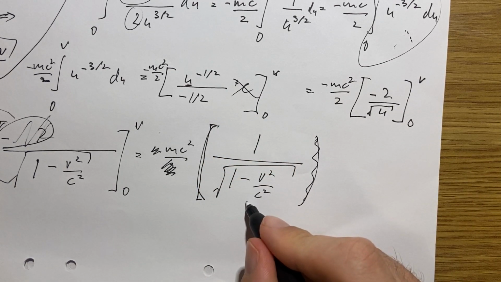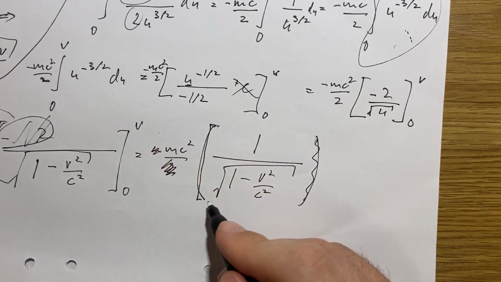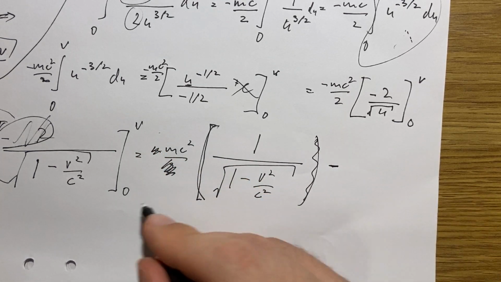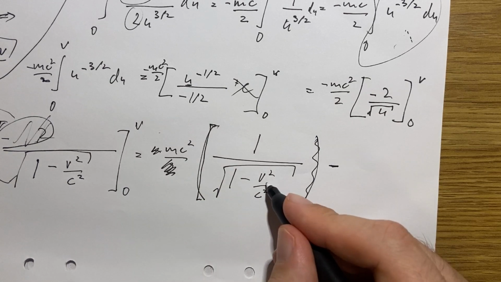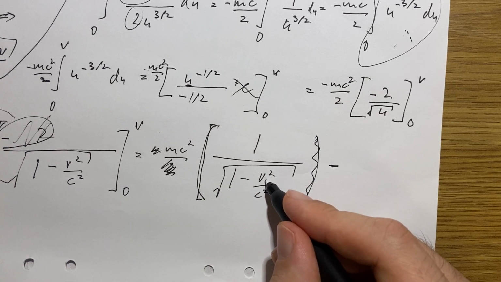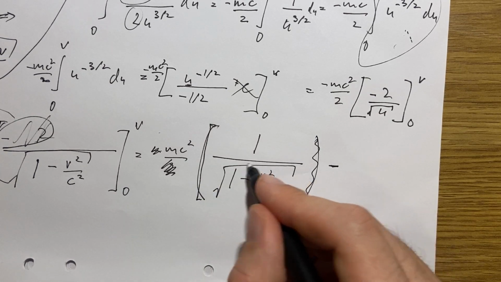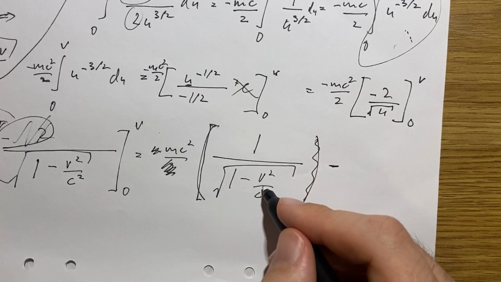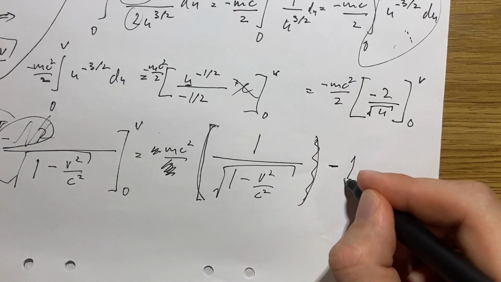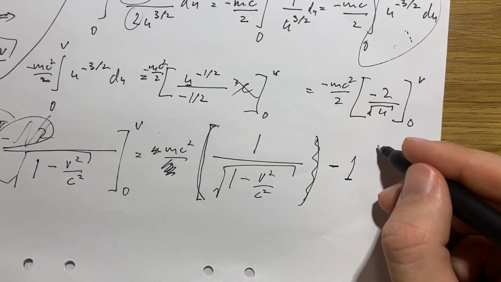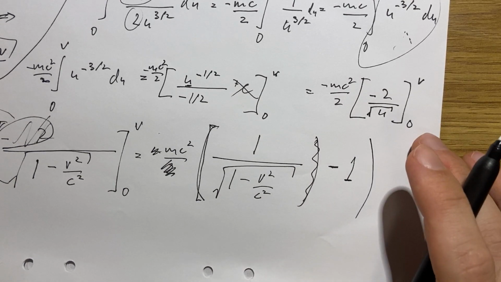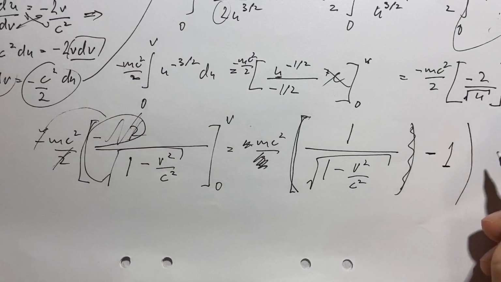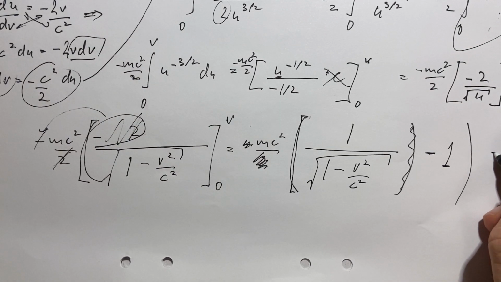So this would then be, of course, the upper limit, and the lower limit would be when v is 0. When v is 0 here, this will be 0. The denominator will be 1. The root of 1 is 1. 1 divided by 1 is 1. So it will be 1. That is very, very interesting.